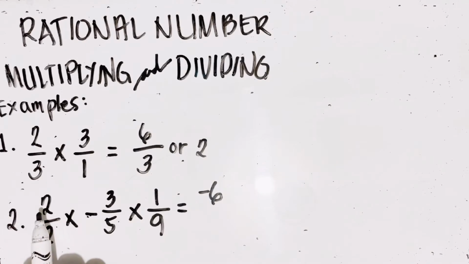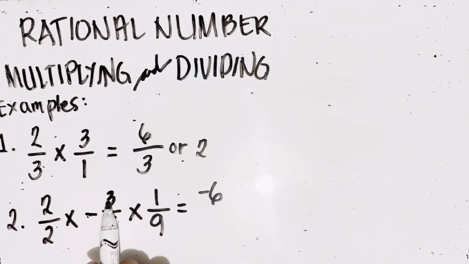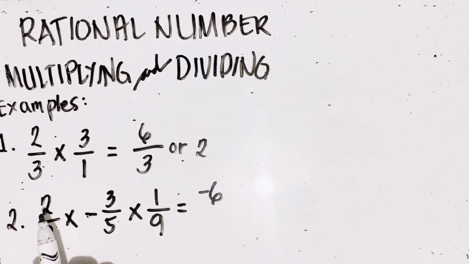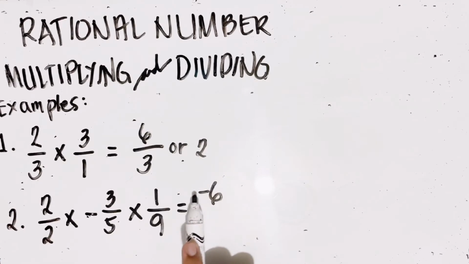Again, 2 times negative 3, that's negative 6. Why negative 6? Because the signs are not the same. So if they are not the same, the answer is negative. So negative 6 times 1 is negative 6 over 2 times 5 is 10 times 9, that's 90.